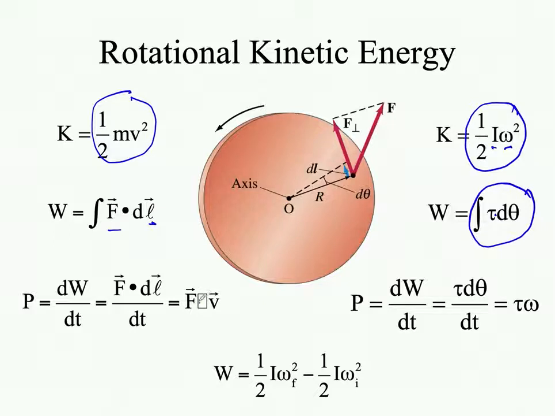My dot product ended up missing here. Remember, you could write power as a special case, force times velocity. Same thing's true here. You can write power as tau, torque times omega. The work done is the change in the kinetic energy.